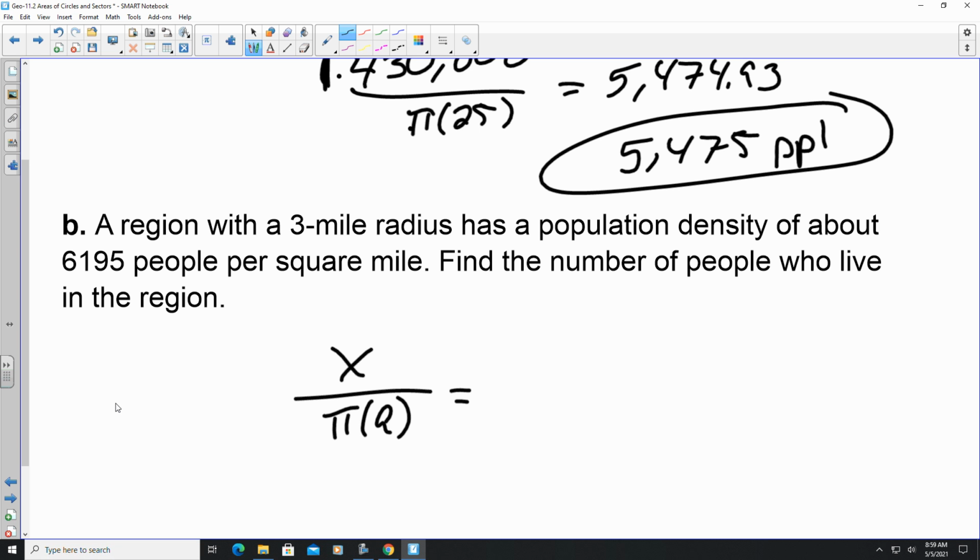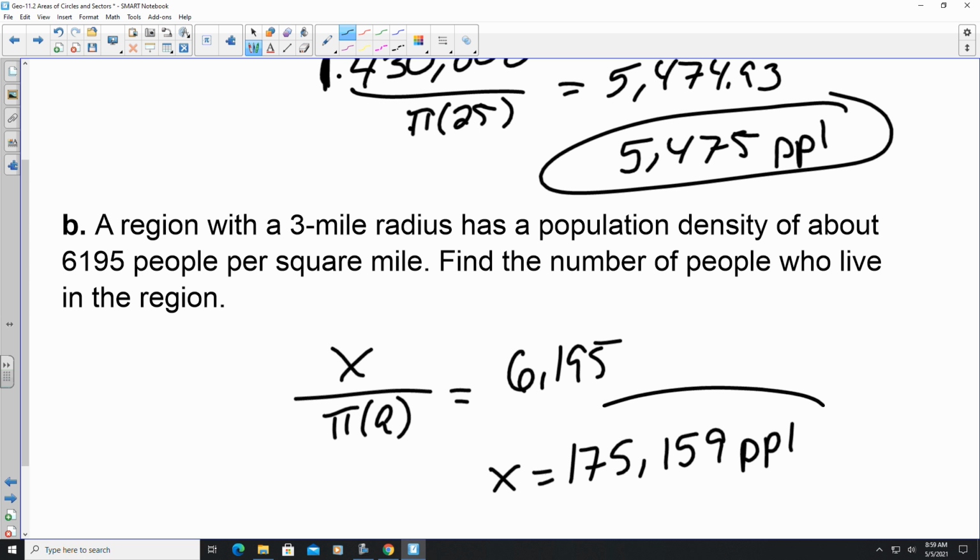And then this is going to be equal to 6,195. So essentially, our answer is going to be 6,195 times 9 pi. And we get a total for X, which is 175,159 people.